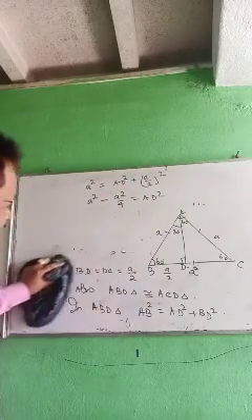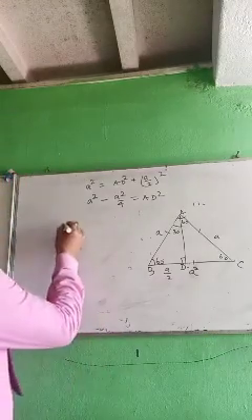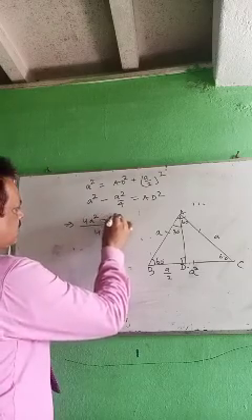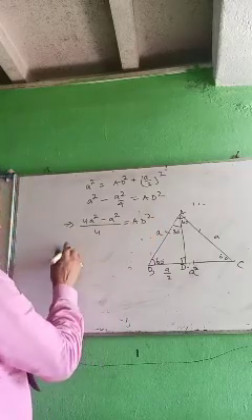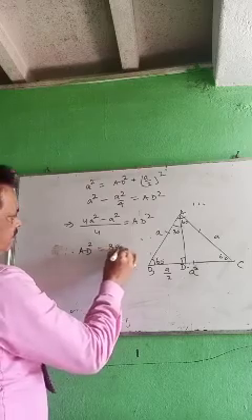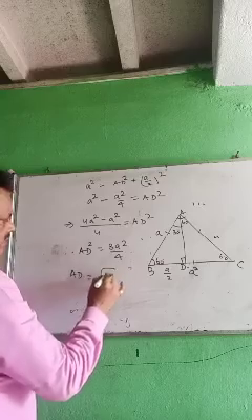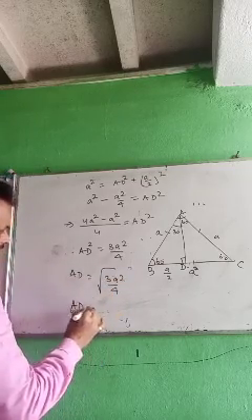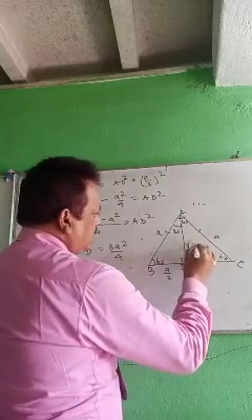So the LCM is 4. A square minus A square by 4 equals AD square. So 4A square minus A square by 4, AD square equals 3A square by 4. AD is root over 3A square by 4. So AD equals root 3 A by 2. This is root 3 A by 2.